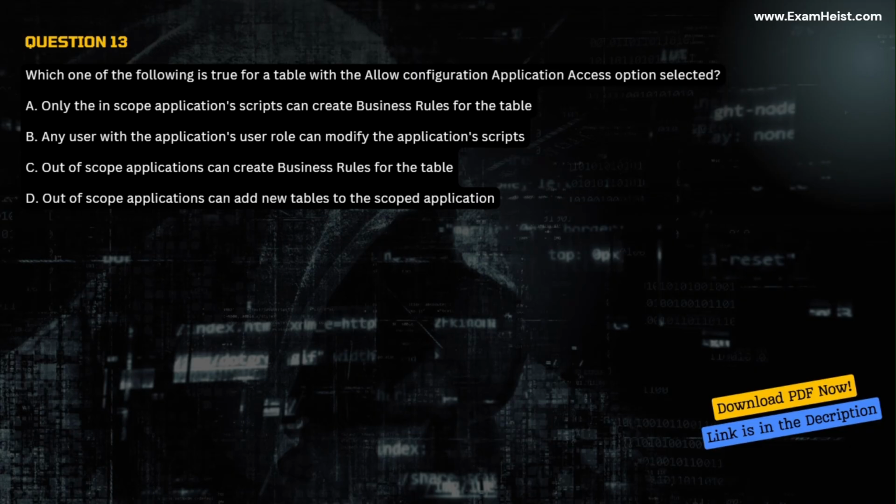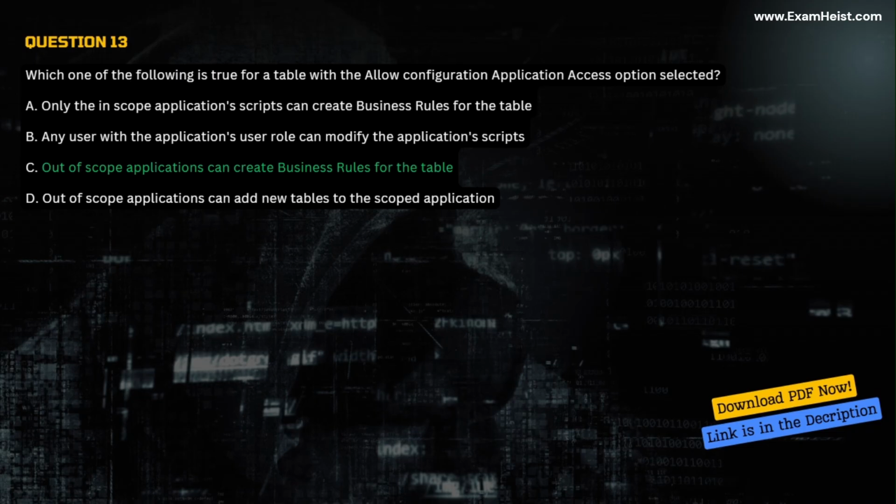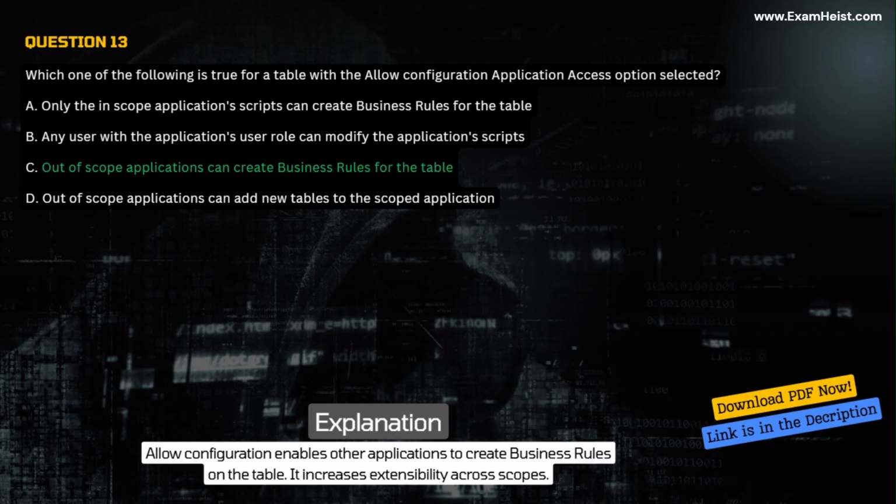A. Only the in-scope application scripts can create business rules for the table. B. Any user with the application's user role can modify the application's scripts. C. Out-of-scope applications can create business rules for the table. D. Out-of-scope applications can add new tables to the scoped application. Correct answer, C. Out-of-scope applications can create business rules for the table. Explanation. Allow configuration enables other applications to create business rules on the table. It increases extensibility across scopes.